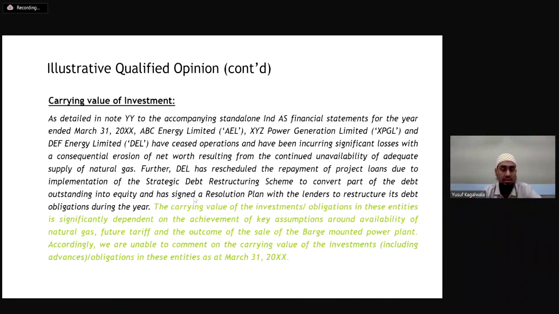Accordingly, given the significance of the carrying value involved and the assumptions put in by the management, the stand which the management is taking is dependent on some outcomes, maybe the future availability of natural gas, the outcome of the sale of a barge. So accordingly, the auditor is not able to comment on the carrying value. The scenario is: I am fully aware of the information, but I am unable to make a comment or a final conclusion. In such a scenario, where only one area is impacted, it is a qualified opinion.